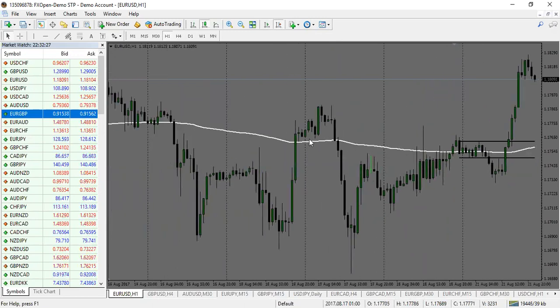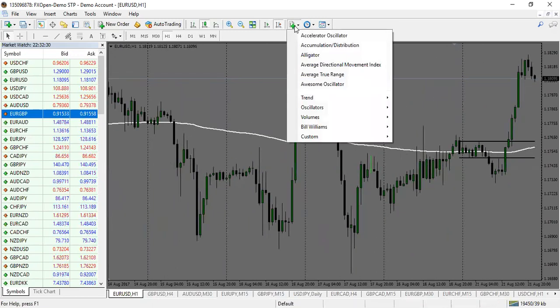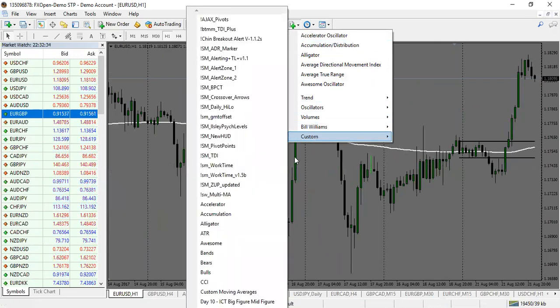Right, so moving average. All right, I just use this shortcut over here, and then you just go to custom, and then you go to custom moving averages. Okay. All right, so you go to indicator list.